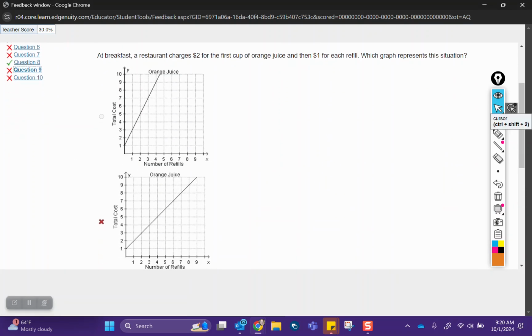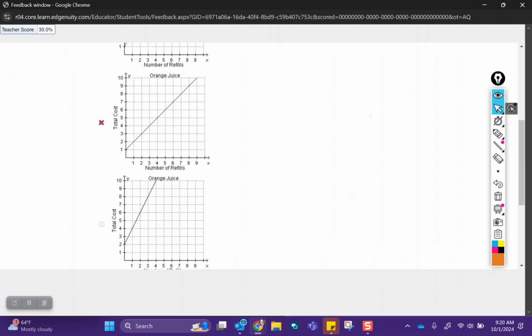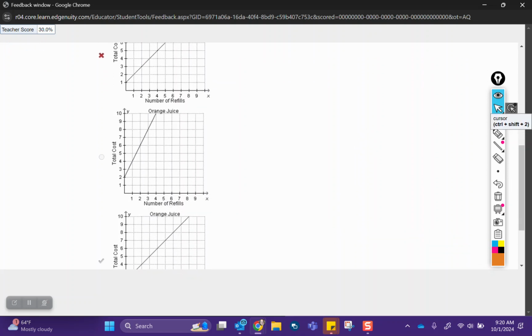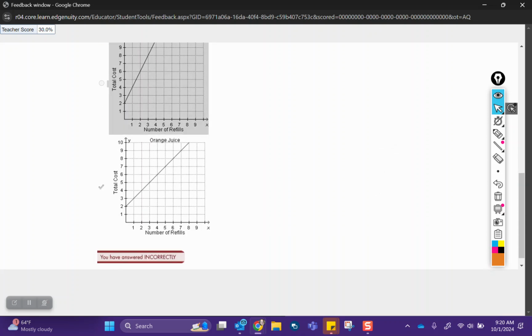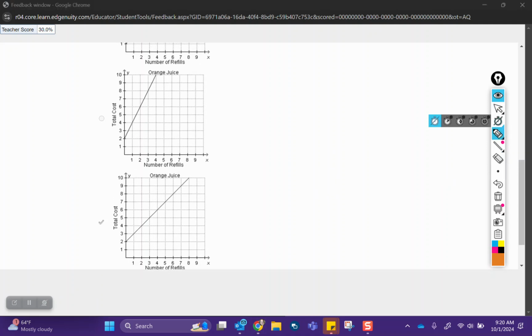At breakfast, a restaurant charges $2 for the first cup of orange juice and $1 for each refill. Which graph represents the situation? So we got to start at $2, right? It's going to cost me $2 no matter what I do. The graph you selected started at 1. It is not $1 to start. It's $2 to start. So we should be either at the second one, either at the third one or the fourth one. So here's the third one and here's the fourth one.